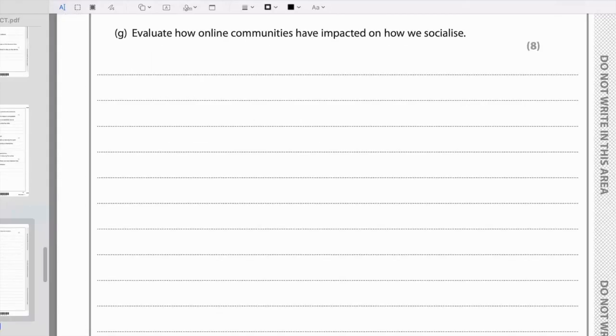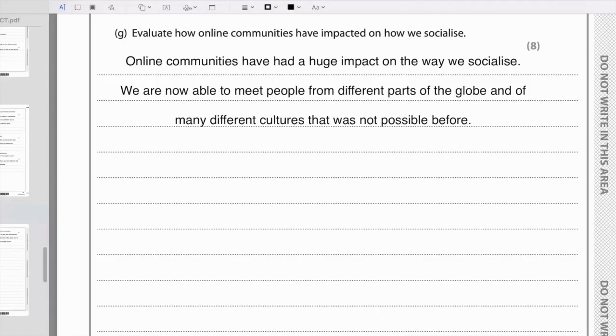And this is our final question of question 5, and also our final question of the whole paper. It's an 8 marker. G. Evaluate how online communities have impacted on how we socialise. So very interesting question here, looking at how online communities, online resources, social networking has impacted on socialisation. So we need to note the word evaluate here, and we're evaluating online communities. So I started constructing my answer here.